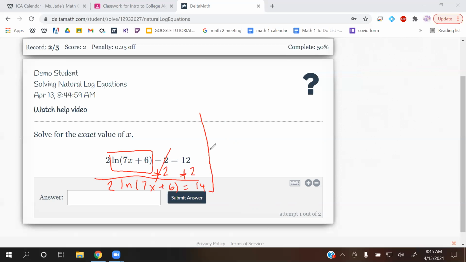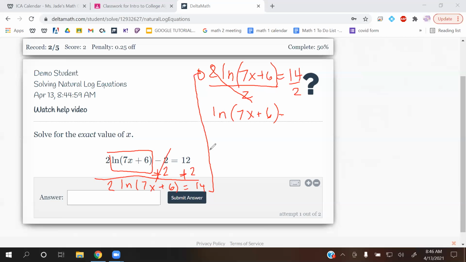I don't know why I wrote it in that squishy little space when I need to rewrite it again up here. So 2 natural log 7x plus 6 equals 14. Okay, so once again, we want our natural log. So in order to do that, we're going to divide everything by 2. So that those cancel out. We are left with natural log of 7x plus 6 equals 7.